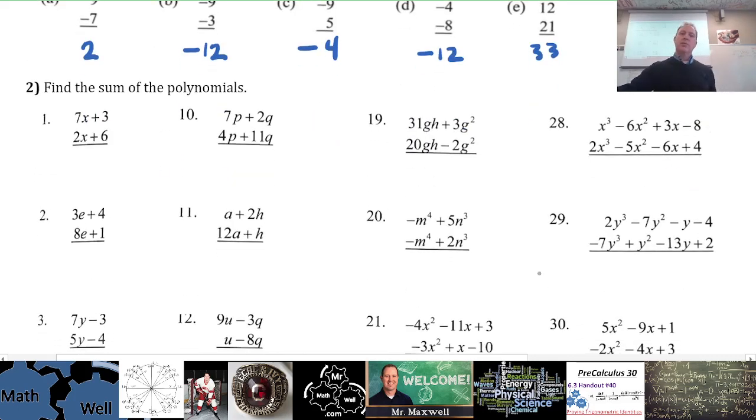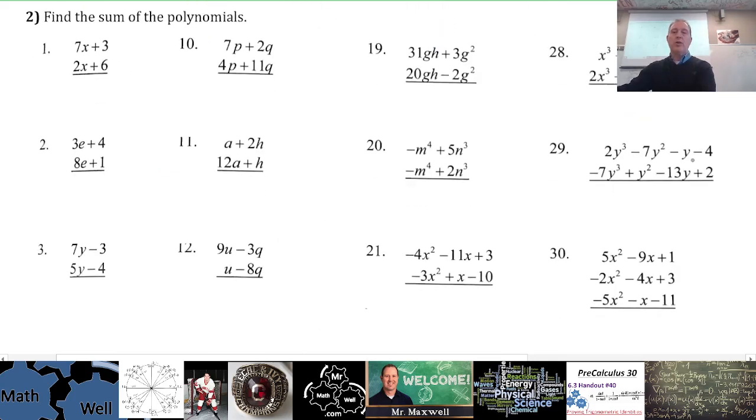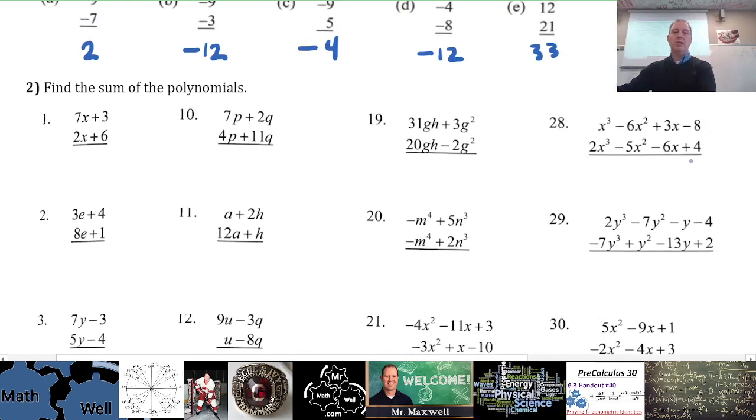Okay, so I'm going to do some of these, I'm going to let you do others. I'll probably do the first row with you, and then I'm going to let you go ahead with the other rows. So first row, sum of the polynomials, awesome. Doesn't matter where you start. I'm going to start over here.